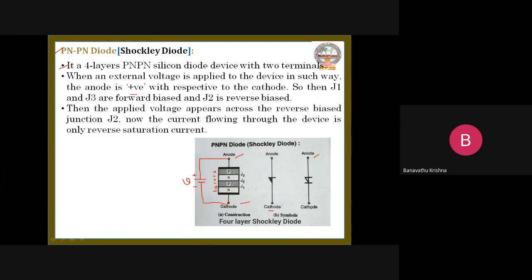So at junction 3, it is the P-type region, which is a positively charged area, so we represent it with a positive sign. And the N-type layer is a negatively charged area, which we represent with a negative sign. Then junction J3 goes into forward bias. Okay, forward bias.